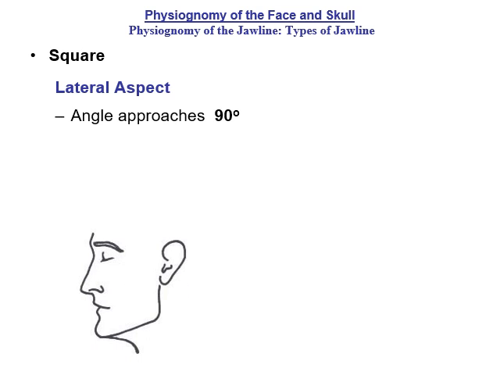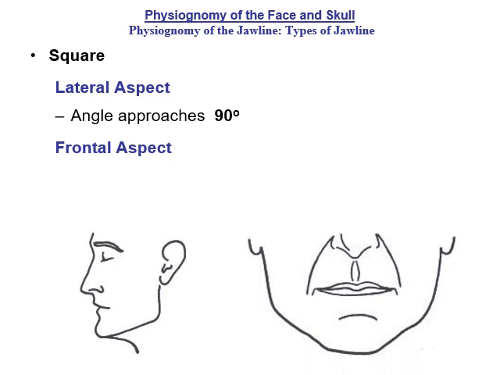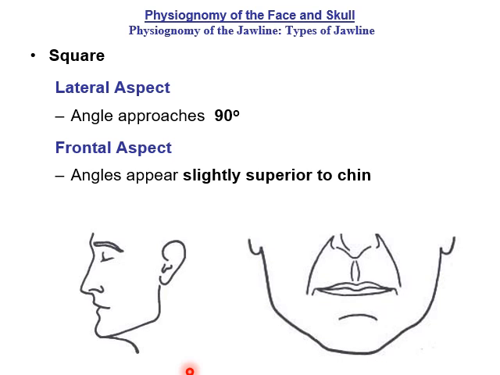The last one that is closest to 90 is the square jaw. So the lateral aspect, the angle approaches 90. It has a very, very long ramus. Both the posterior and inferior margins are very long with the square jaw. Oftentimes the inferior margin is slightly inclined to go down to the jaw. From the frontal aspect, the angles of the jaw look like they're right next to the chin, or just superior, I guess is the best way to put it. So that where that angle of the jaw is almost on the same horizontal plane, if you will, as the top of the chin.